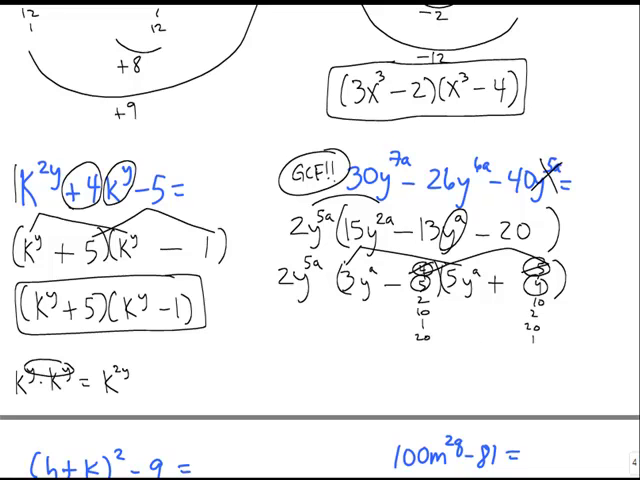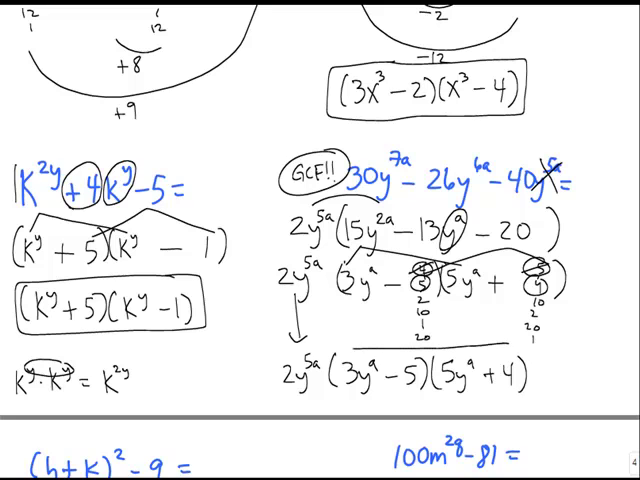Final answer, don't forget your GCF comes down: 2y to the 5a, parentheses, 3y to the a minus 5, parentheses, 5y to the a plus 4. That was a very long, tough problem, very challenging, but it's doable as long as you break it down and check all of your different factoring methods.